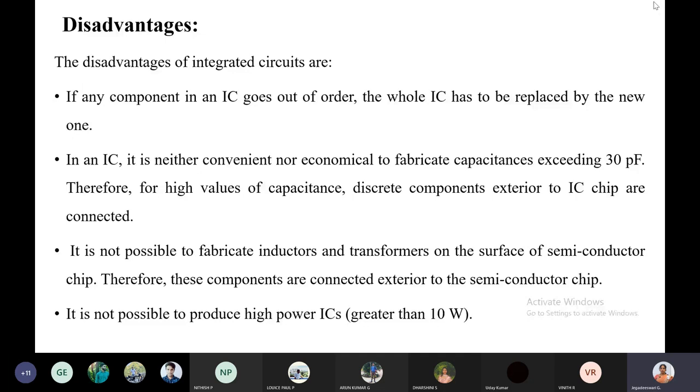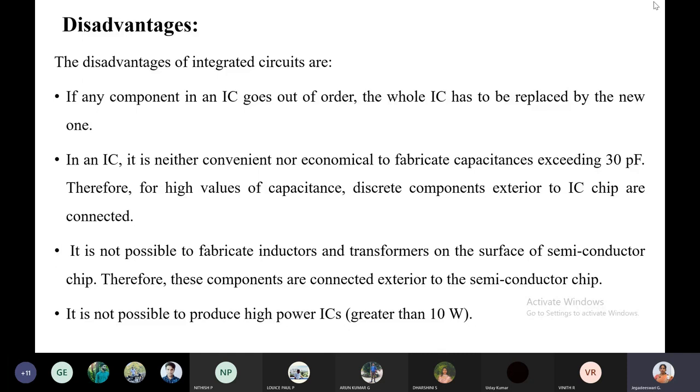The disadvantages of IC: if any component in an IC goes out of order, the whole IC has to be replaced by a new one. Yes, that's it, as I already told. If any IC goes out of order, which means any malfunction, then we should not replace that particular component. We have to fully replace the IC. We have to just throw it in a dustbin and fix a new IC in place of the previous IC. So that is one disadvantage.